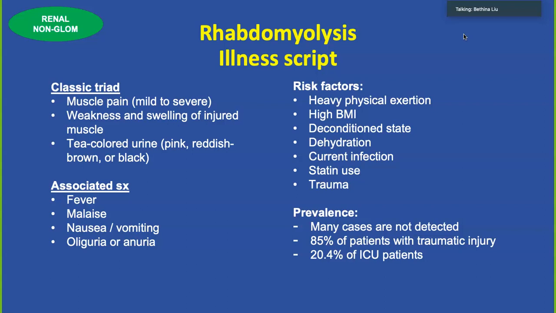This could be a sedentary person or someone who's very ill and in the ICU, for example. Another risk factor is dehydration, as well as current infection, statin use, and trauma. The prevalence is not very well documented in the general public, but it's been estimated that 85% of patients with traumatic injury have rhabdomyolysis, and about 20% of ICU patients.